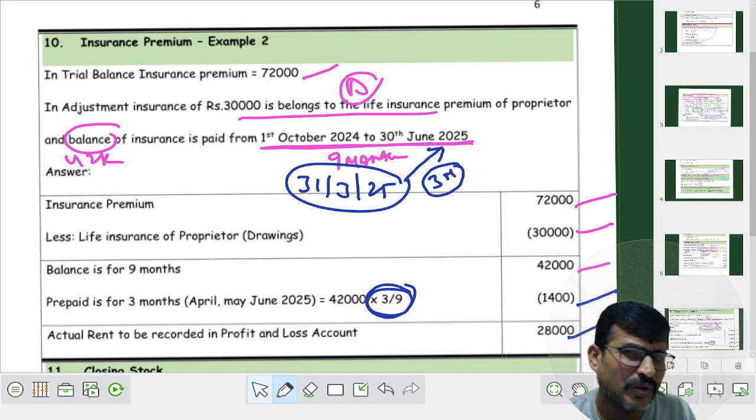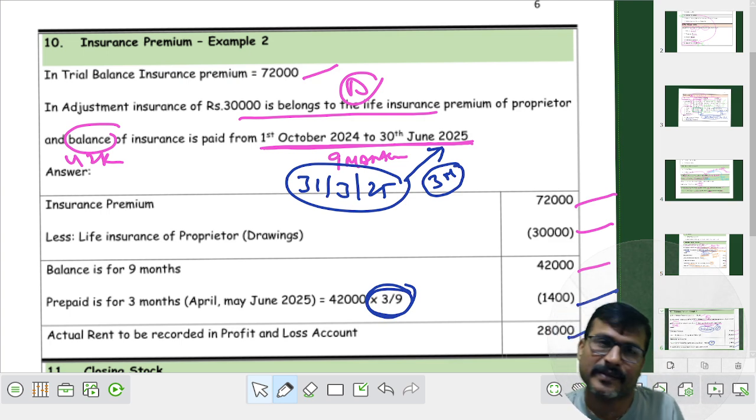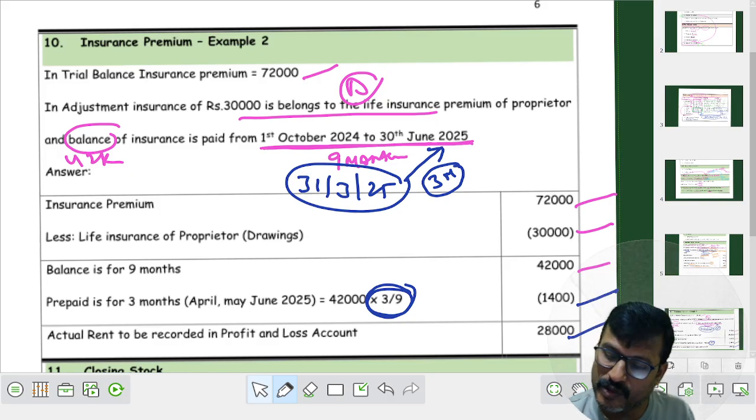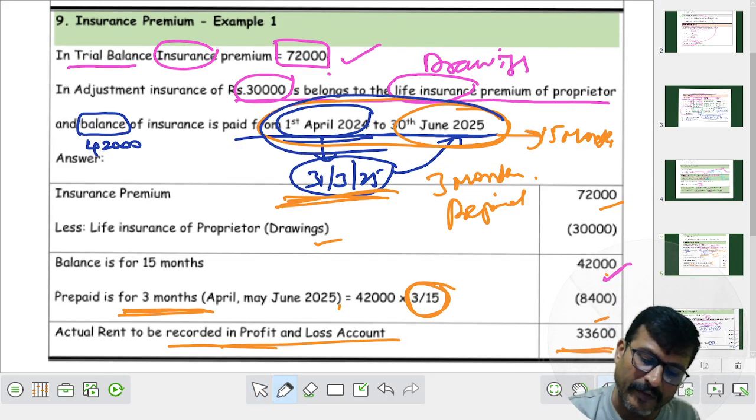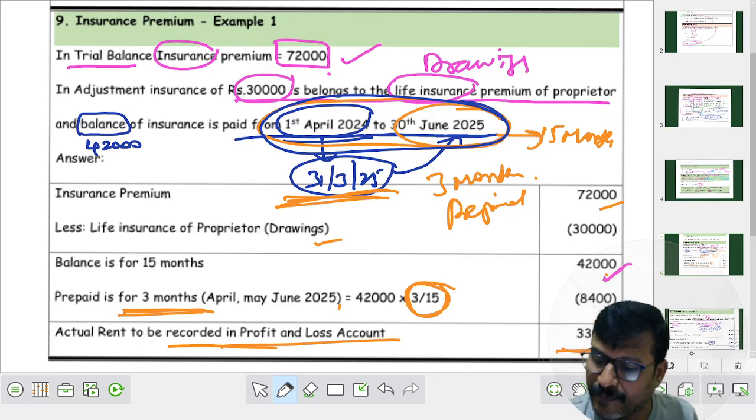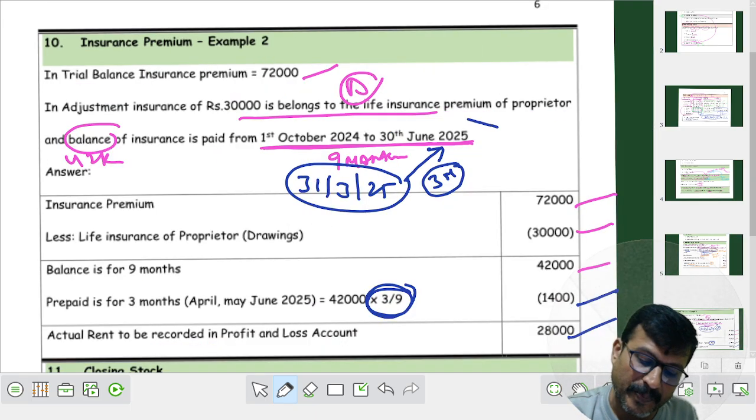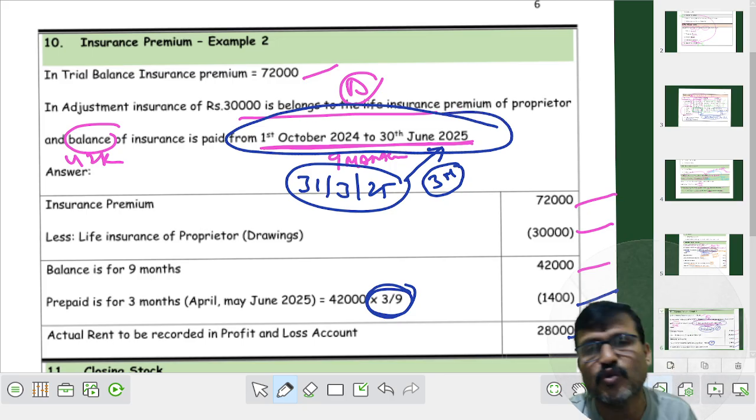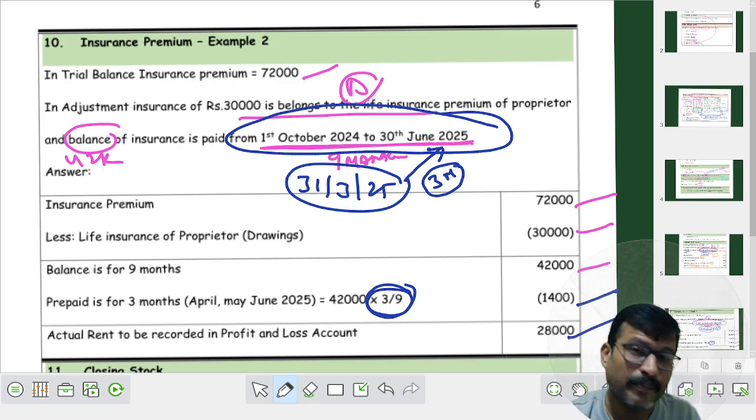Did you understand both the insurance situations? Usually one of these points will be there in main exams if the question is tough. Please make a note of both things. There the insurance premium is paid from April 24 to June 25. Here it is paid from October 24 to June 25. In both cases prepaid is 3 months, but there the insurance premium covered 15 months, here it covered only 9 months.